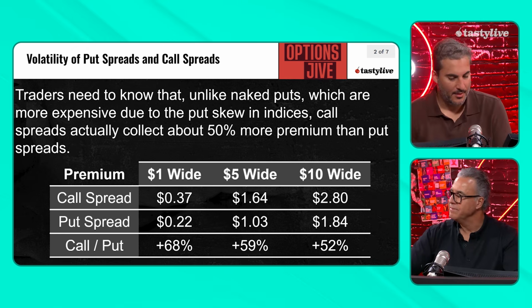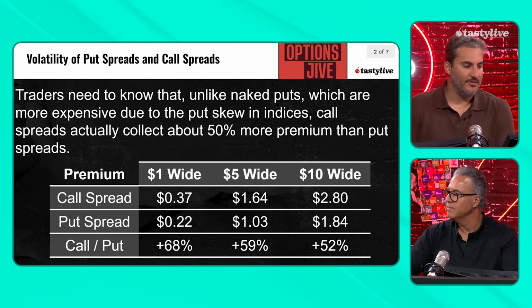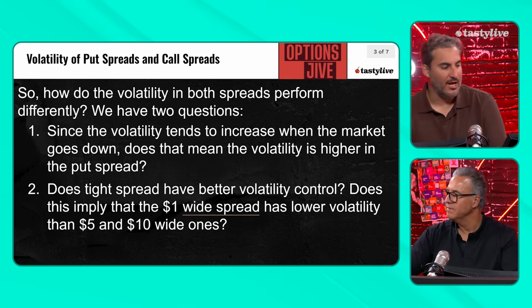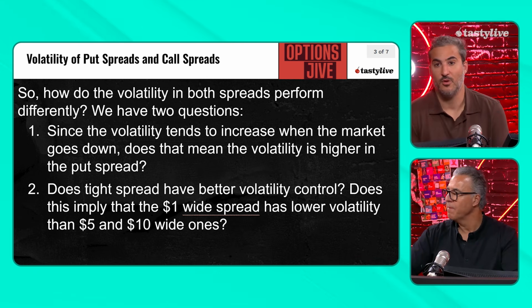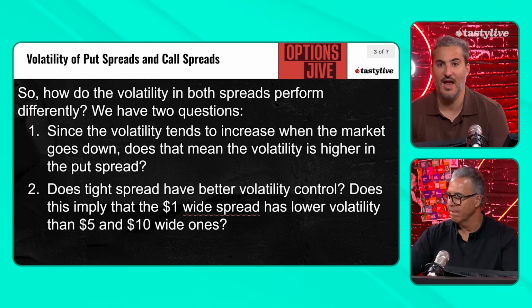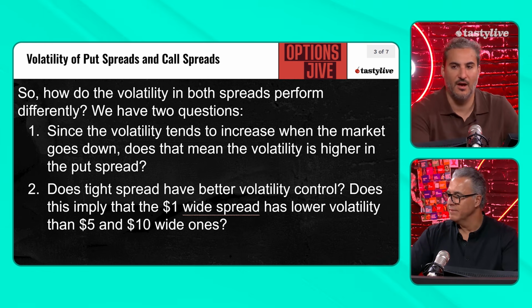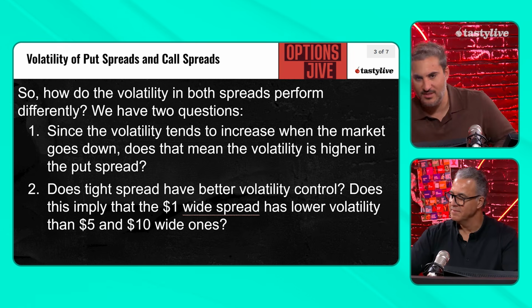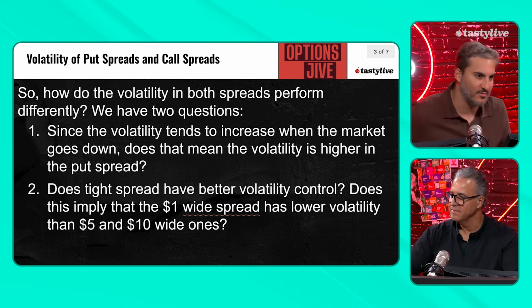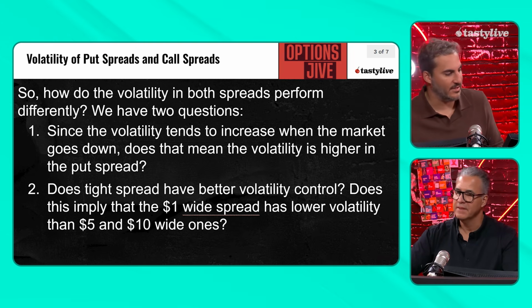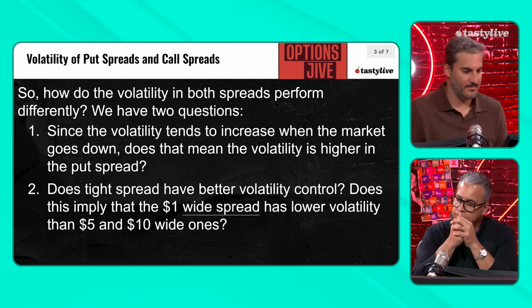Well said. So how do the volatility in both spreads perform differently? The two questions we're going to answer: since volatility tends to increase when the market goes down, does that mean that the volatility is higher in the put spread? Does the tight spread have better volatility control? Does this imply that a $1 wide spread has a lower volatility than a $5 or $10 wide spread? What do you think of either of these questions?